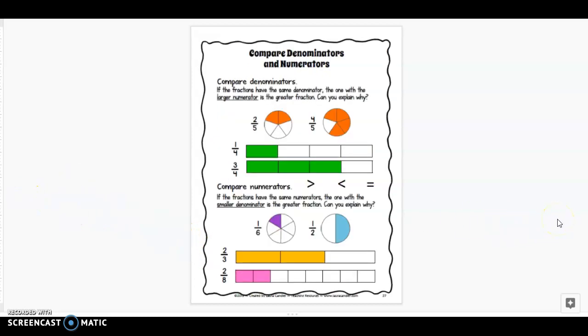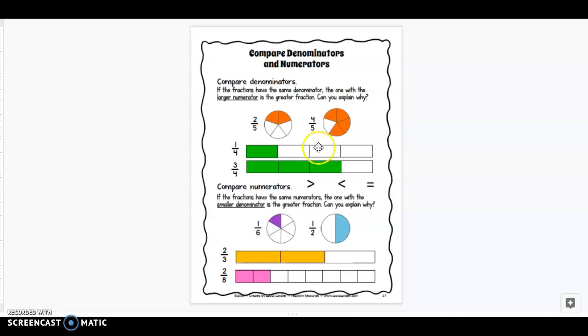The next day we learned that drawing isn't always accurate. So we learned that you can compare numerators and denominators when denominators are the same and when numerators are the same. First, let's compare denominators. When your denominator is the same, that means that your whole is divided into the same number of pieces. You can see that 2/5 is less than 4/5 because they are the same size pieces and you have more of the same size pieces.